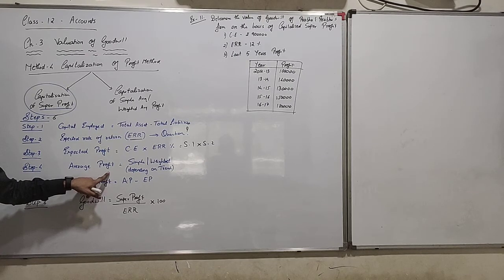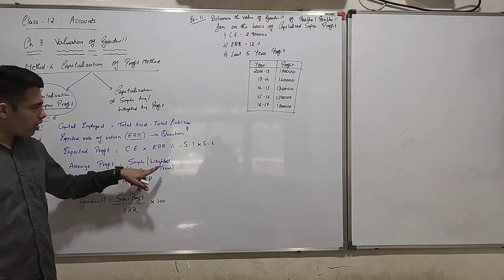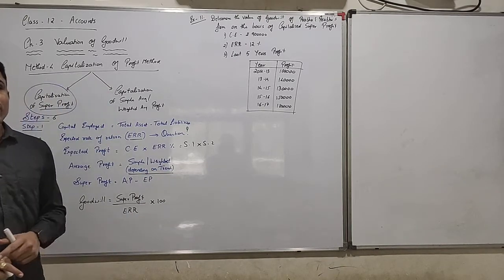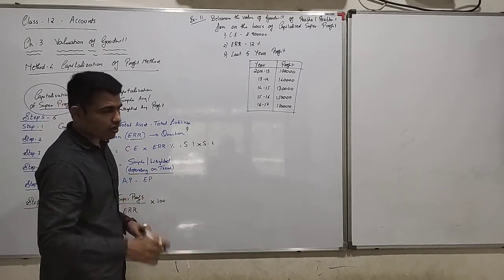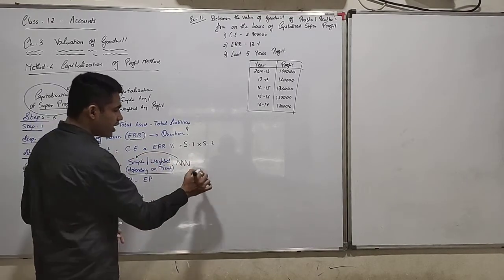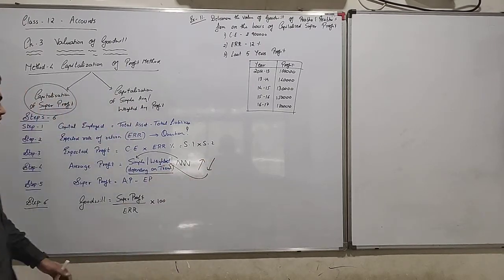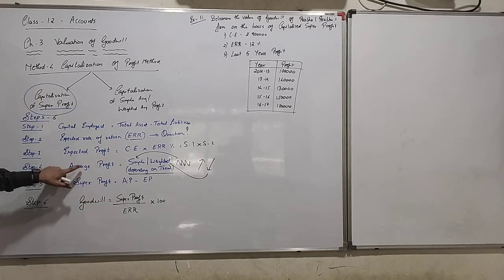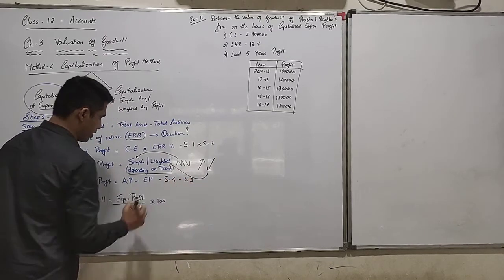Step 4 is average profit. Friends, either you are supposed to find out simple average profit or weighted average profit, and you are supposed to decide which type of profit, simple or weighted. It will depend on the trend of the profit. In case the profit is fluctuating, we will go for simple average. In case the profit is showing an increasing or decreasing trend, then we will go for weighted average profit. Now step number 5 is super profit, that is average profit minus expected profit, step 4 minus step 3.